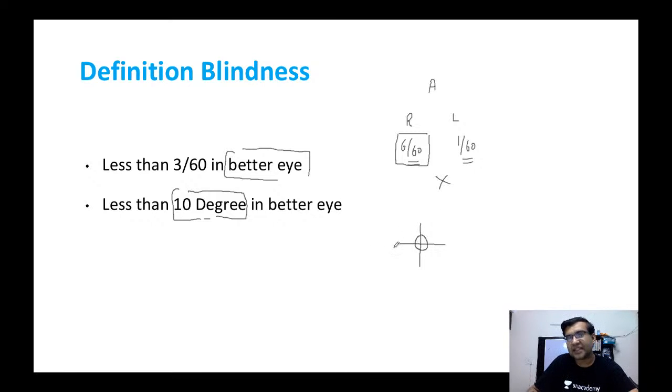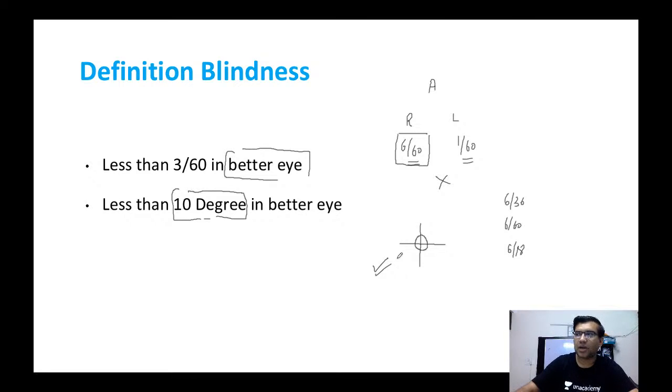So if the patient can appreciate only less than 10 degree, even if the vision is 6/36 or 6/60, or even 6/18, if the field of vision is less than 10 degree, still the patient would be a blind patient. Are you getting my point, Shubham? Okay. Chalo, let's move to our next question.